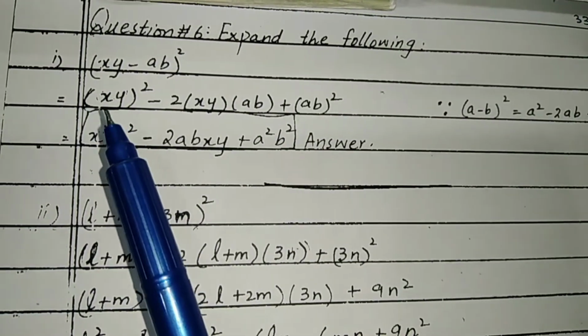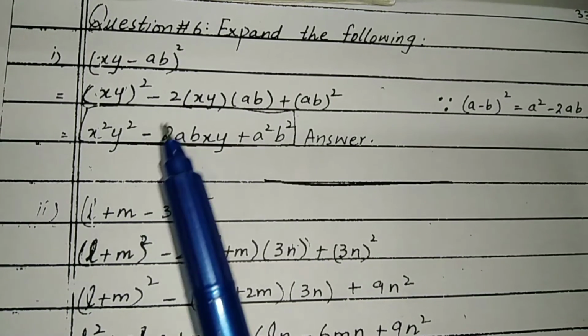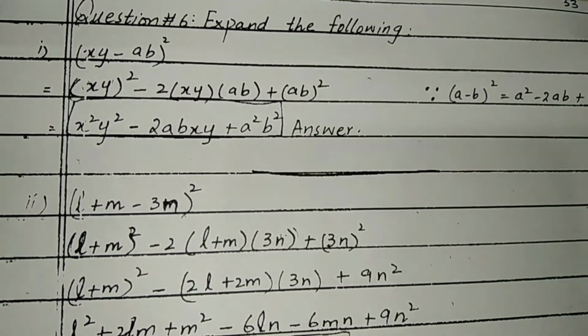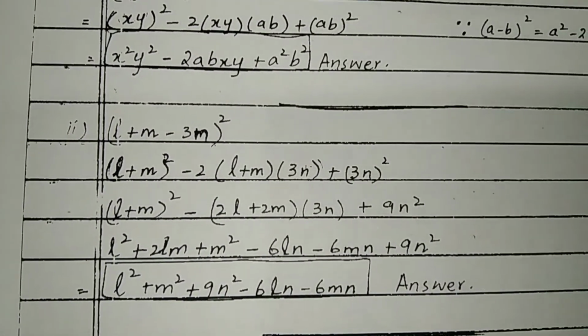ab whole square. Xy whole square means x square y square minus 2 into xy ab plus a square b square. That's our answer. So part number 2 is the same. So you have to solve it.